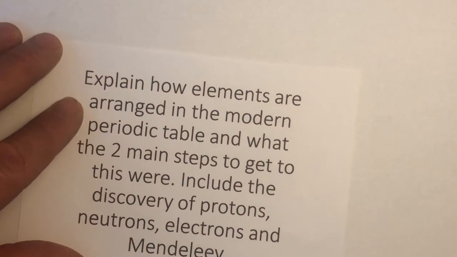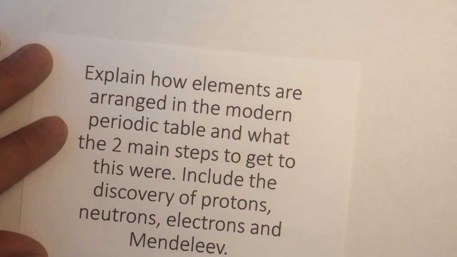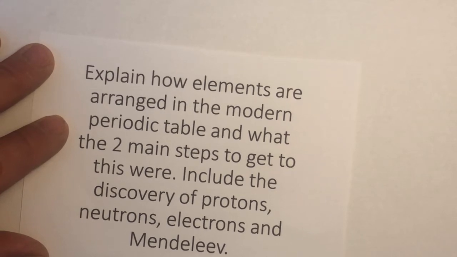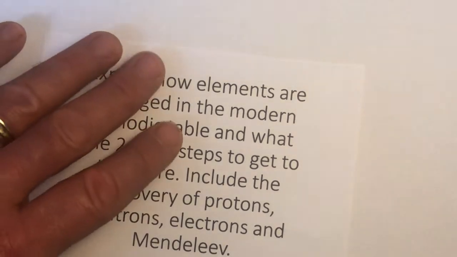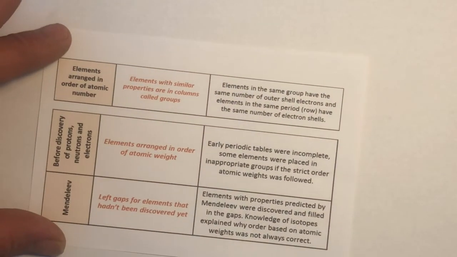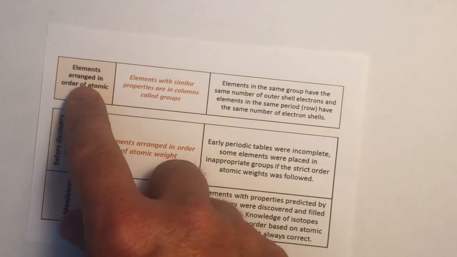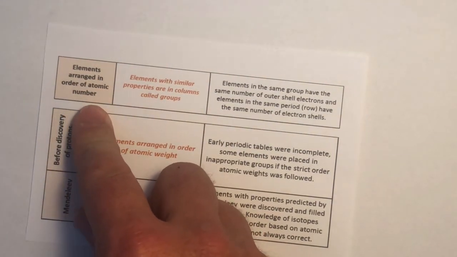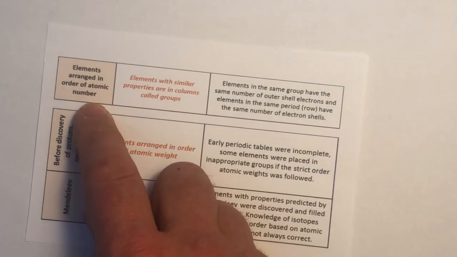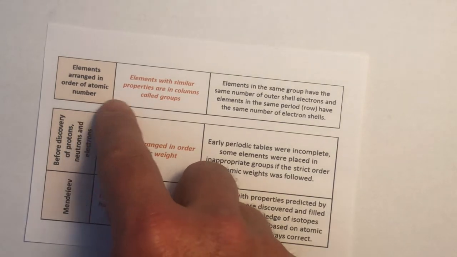The question is, explain how elements are arranged in the modern periodic table and what are the 2 main steps to get to this. Include the discovery of protons, neutrons, electrons and Mendeleev. Now, this is then the information. Elements are arranged in order of atomic number. So that was then your 3, 4, 5, 6, 7, 8, 9, etc.